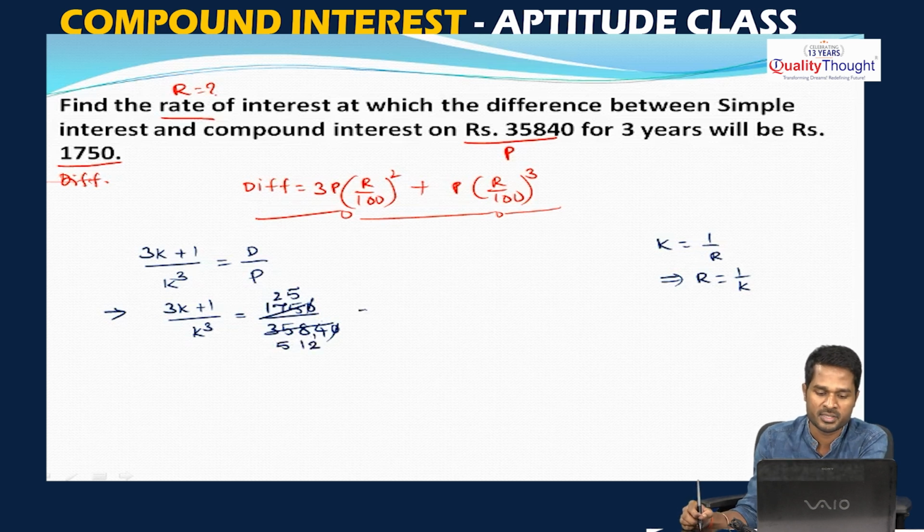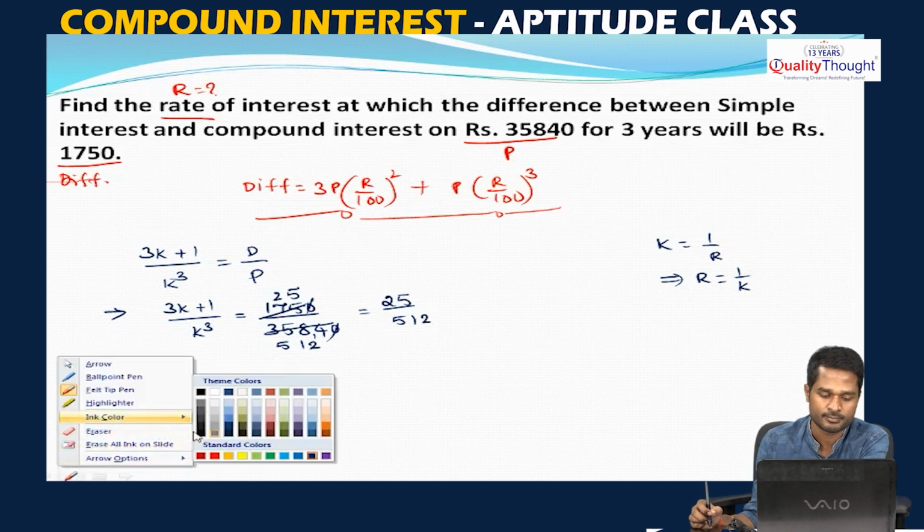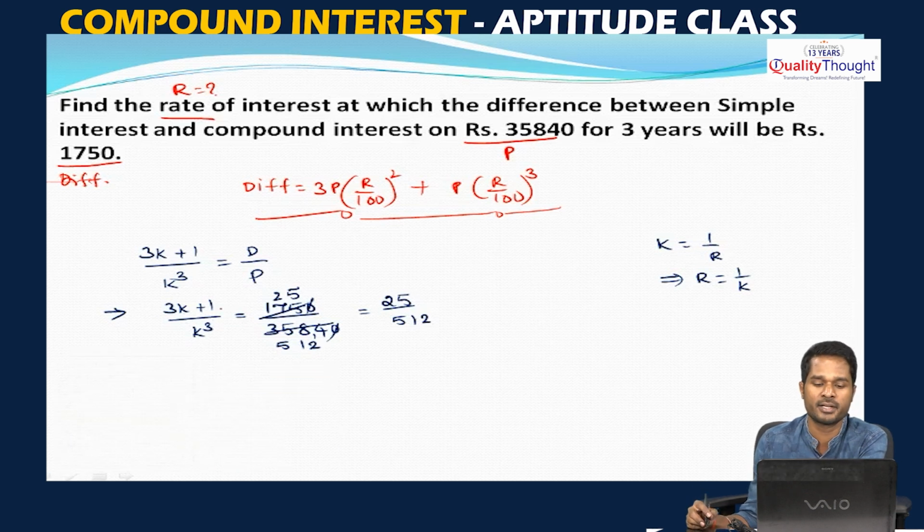Now what remains here? This is 25 by 512. That means 3k plus 1 is 25 and k cube is 512. I will take any one thing, either I will equalize the numerators or I will equalize the denominators. Let us equalize the numerators. Anything you will get, let us see both. 3k plus 1 is 25.